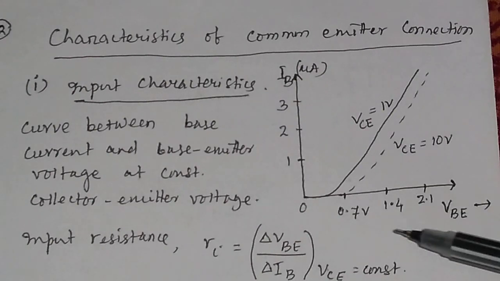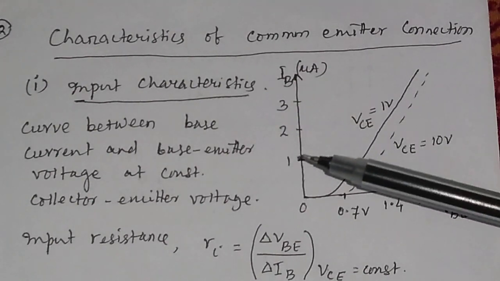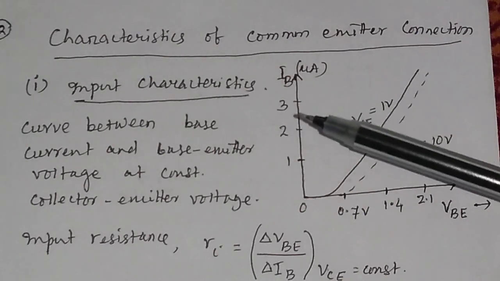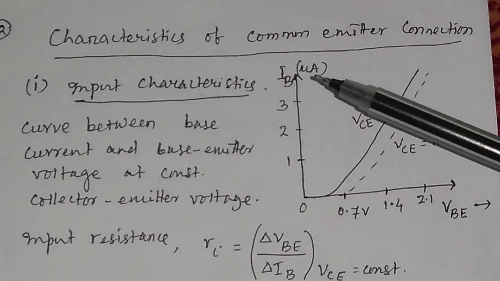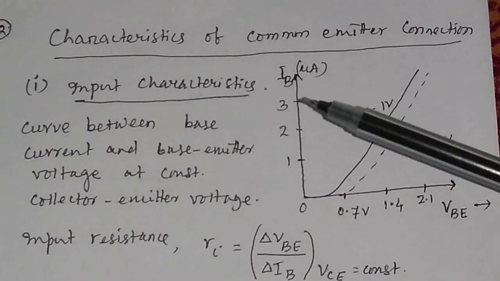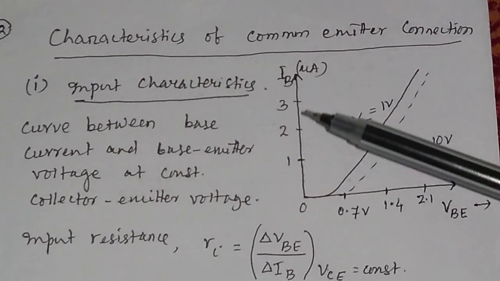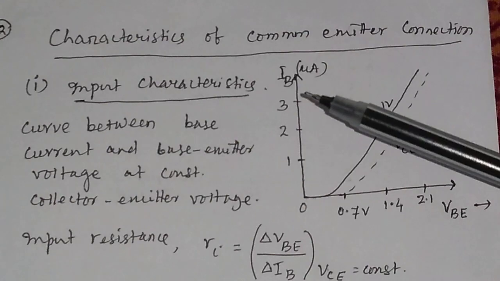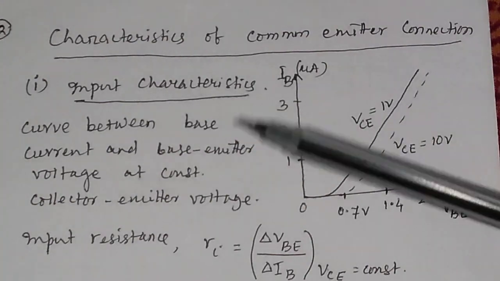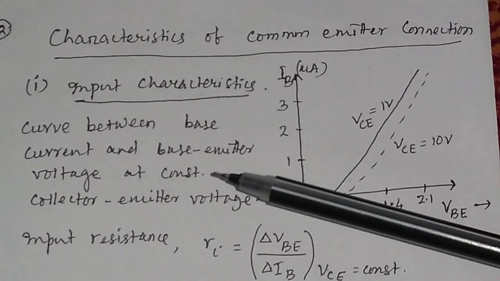You give in the input about 5 volt, and the input current, that is the base current, is of the order of microampere. Remember, you connect a microammeter here in the input, so that you will get current of this order, 1, 2, 3 microampere.